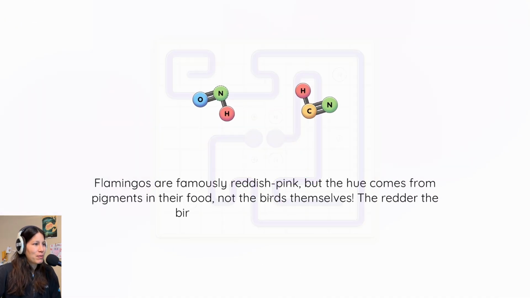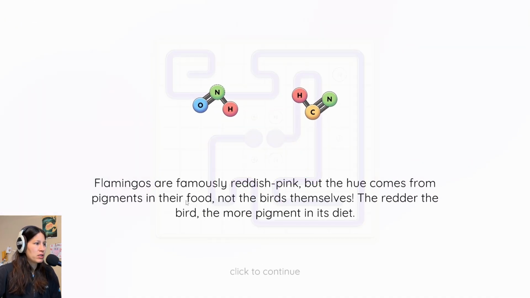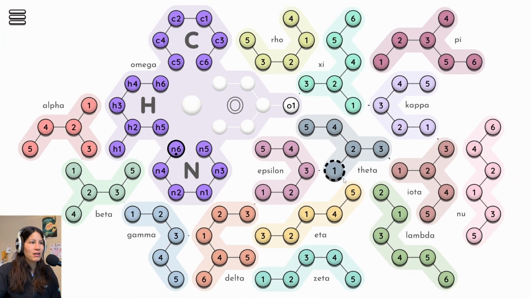Yay! Flamingos are famously reddish pink, but the hue comes from pigments in their food, not the birds themselves. The redder the bird, the more pigment in its diet. Oh, what do they eat?